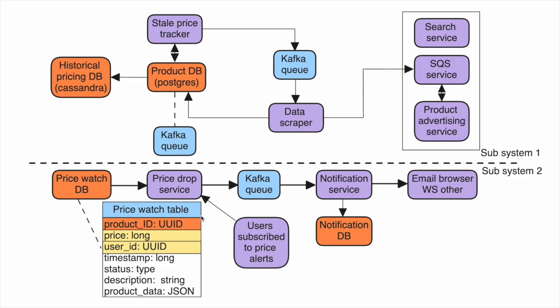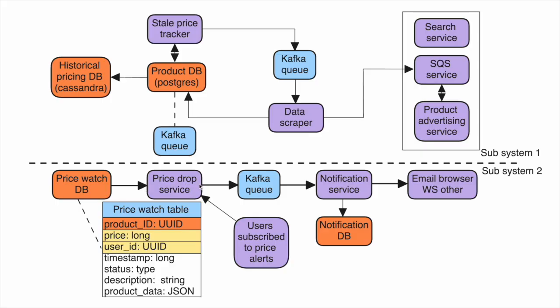So the workflow would be like this. We would have a price update for the specific product. We would store that price update in our product database. Then we would have a database trigger that would send that update to our price drop service. And then we would query the Price Watch database for that specific product and price and see what users created alert for that specific price drop.